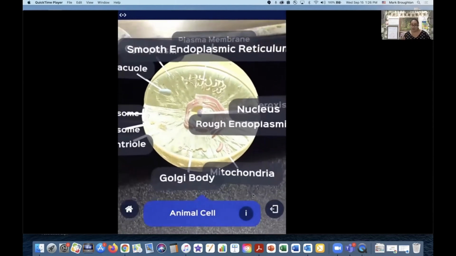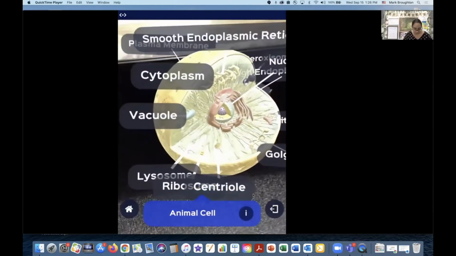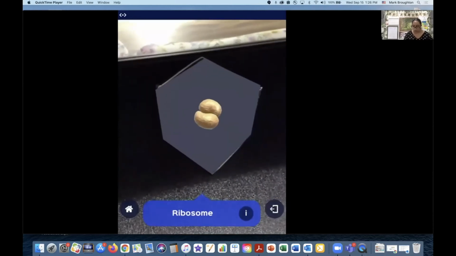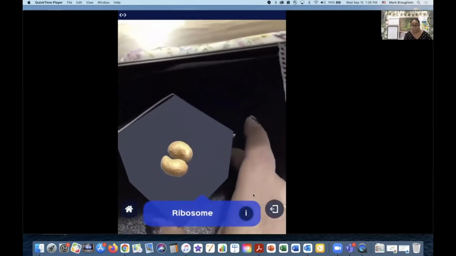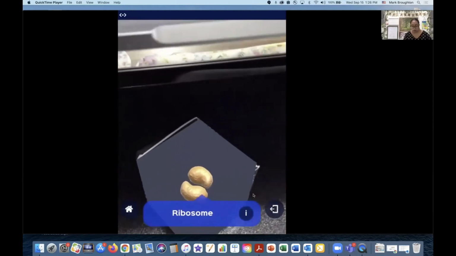Now I said ribosomes, so let's go ahead and take a look at those ribosomes. Let's find the ribosome in our cell. The ribosomes are where proteins are made. And again, the rough ER is studded with those ribosomes.